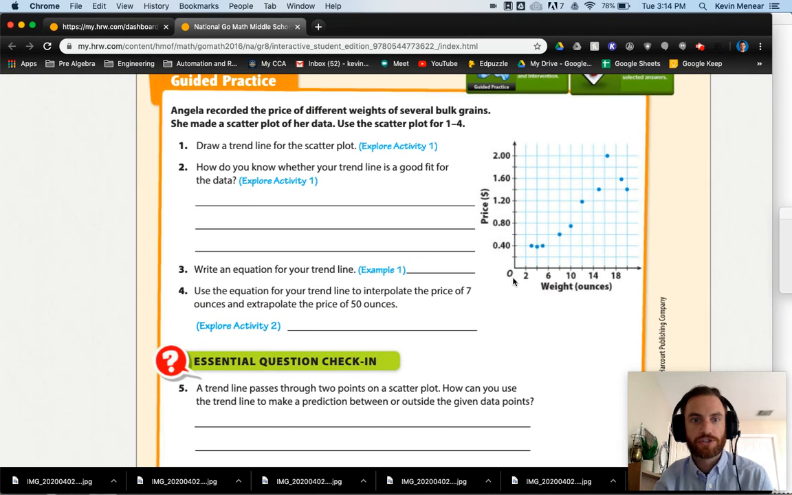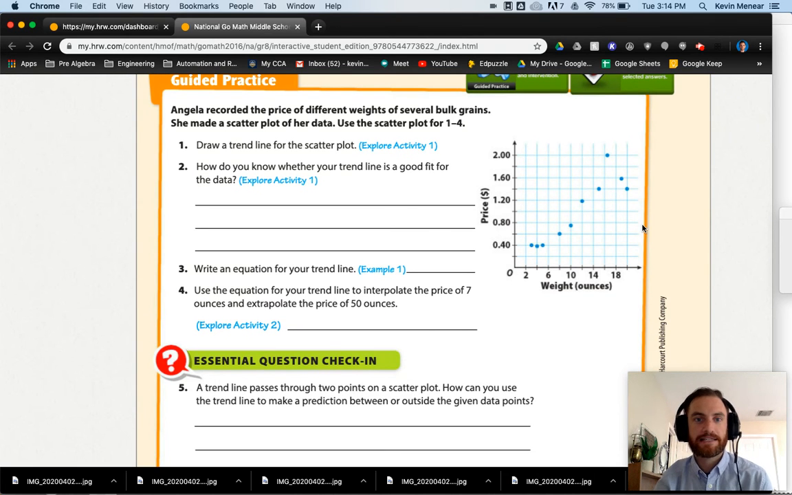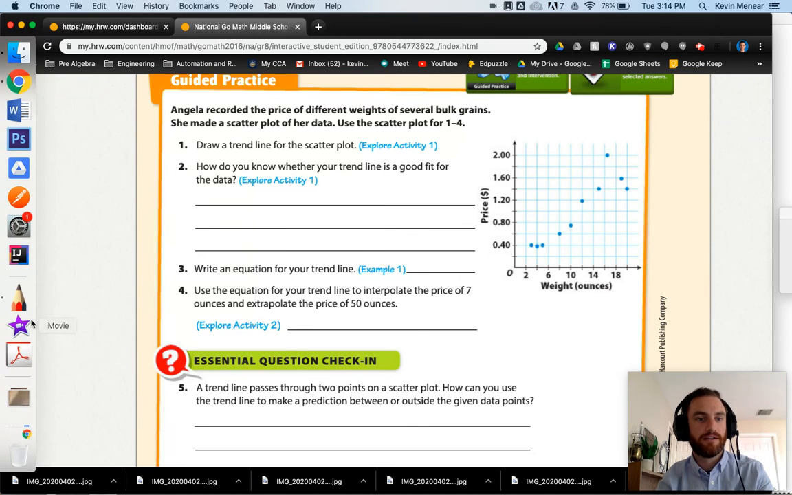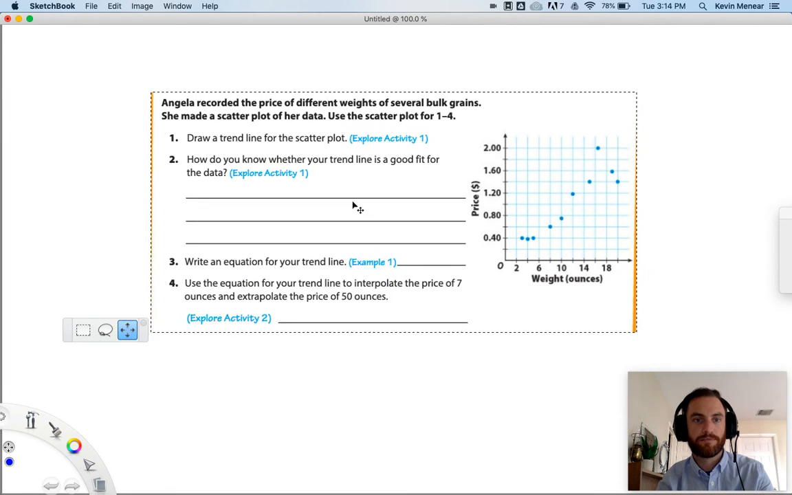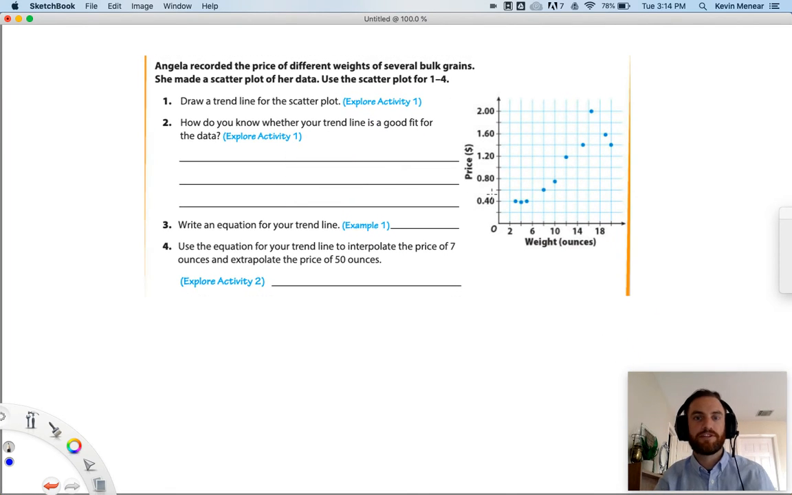All right, so this is where we get into guided practice. And this is basically your homework, but I'm going to go through just this one bit to see what we can do here. Angela recorded the price of different weights of several bulk grains. She made a scatter plot of her data. Use a scatter plot for 1 through 4. Draw a trend line. Okay, I can do that.